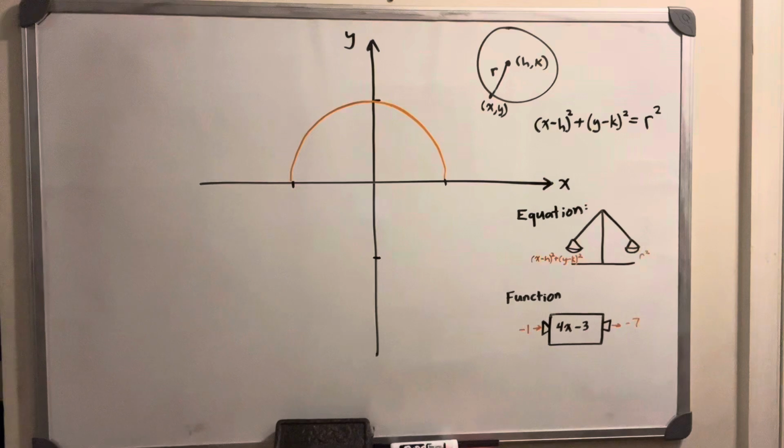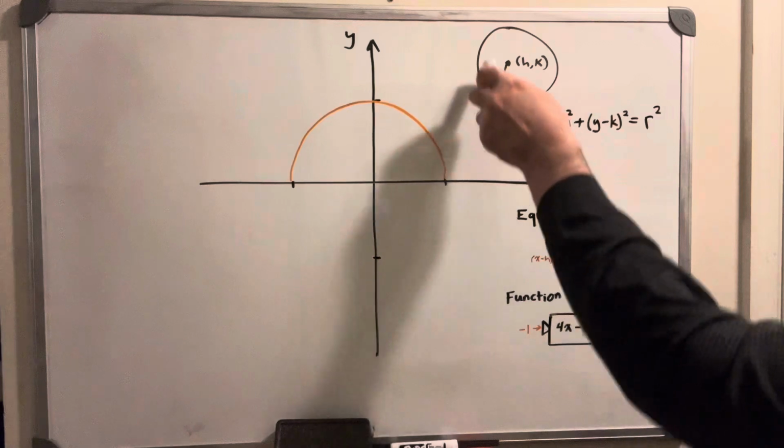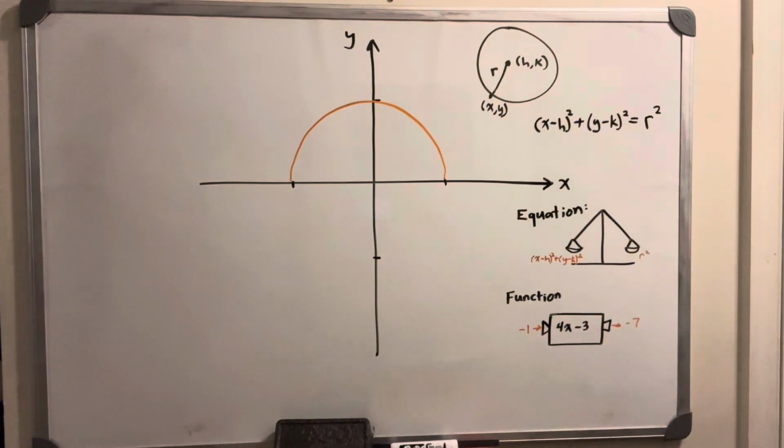But with a function, it's more like a machine where you're plugging something in and getting something else out. So this is the 4x minus 3 machine, and we push in at the input a -1, we will get out at the output a -7. So that distinguishes what equations are versus what functions are. Now, why is this important for this problem? Why can't we have a function that defines a whole circle? Think about that for a minute.